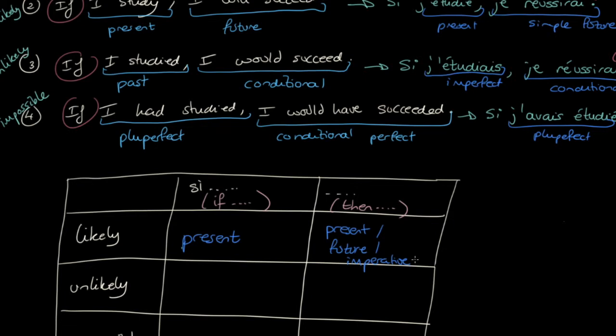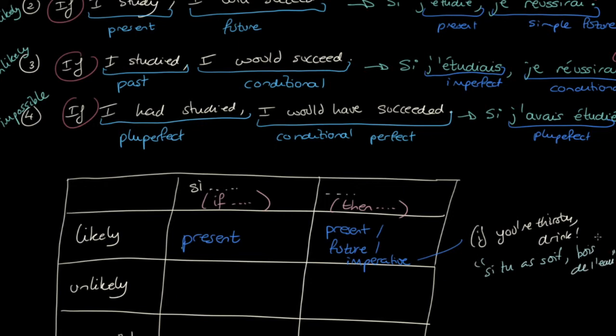Okay, so for example, you might have, if you're thirsty, drink. So in French, that would be si tu as soif, present tense, bois de l'eau, drink water. So that's my imperative. Just make you aware of that. Okay, so you've got those options there.